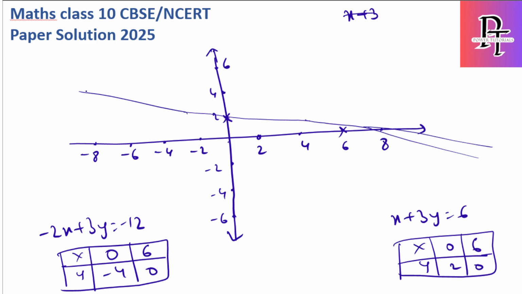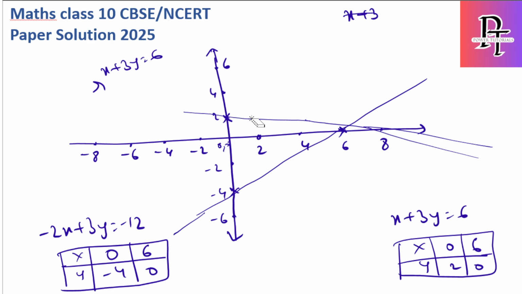So this is the first line, which is x plus 3y is equal to 6. Same way for the second line, x0, y minus 4, x0, this is 0 comma 0. x0, y minus 4 is this point, x6 and y0 is this one. So these are the second line. If you notice, these two lines are getting intersected at this point. I'll just remove this line because it is passing through 6 comma 0.